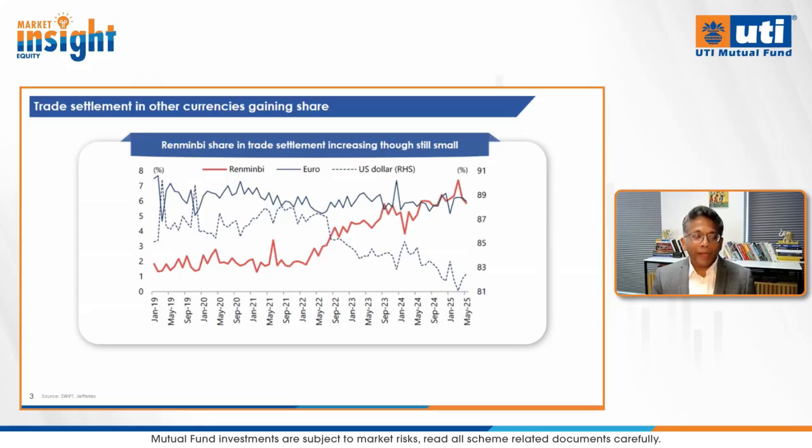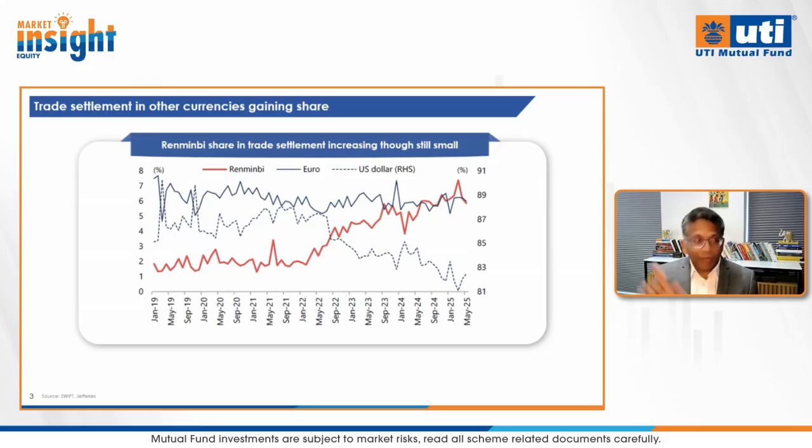I won't call it very dramatic because the average at that time was about 86-87%. It's dropped consistently over the last 2-3 years and is down to about 81-82%. Which currency has been gaining share in terms of trade transactions settling? That is the renminbi. If you look at the red line in 2019, on average, the percentage of trades which was settling in renminbi was less than 2%. That number has now risen to almost 5 to 6%.